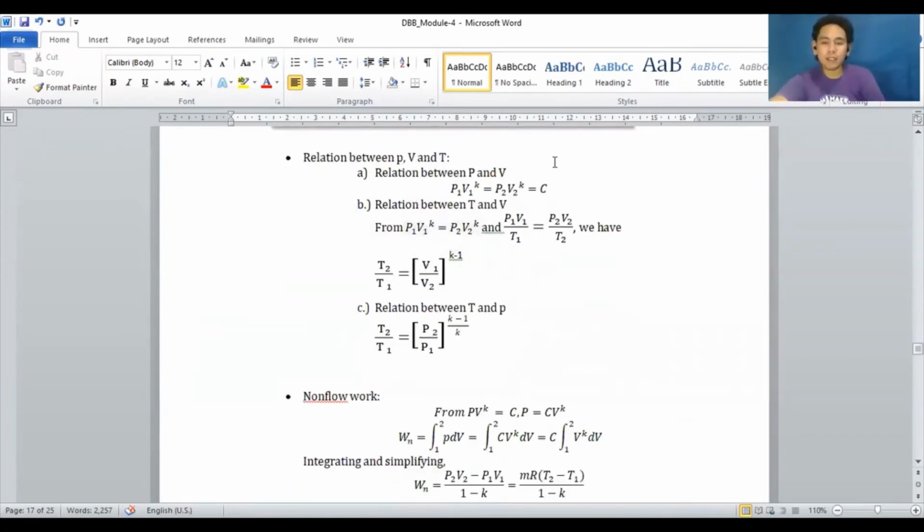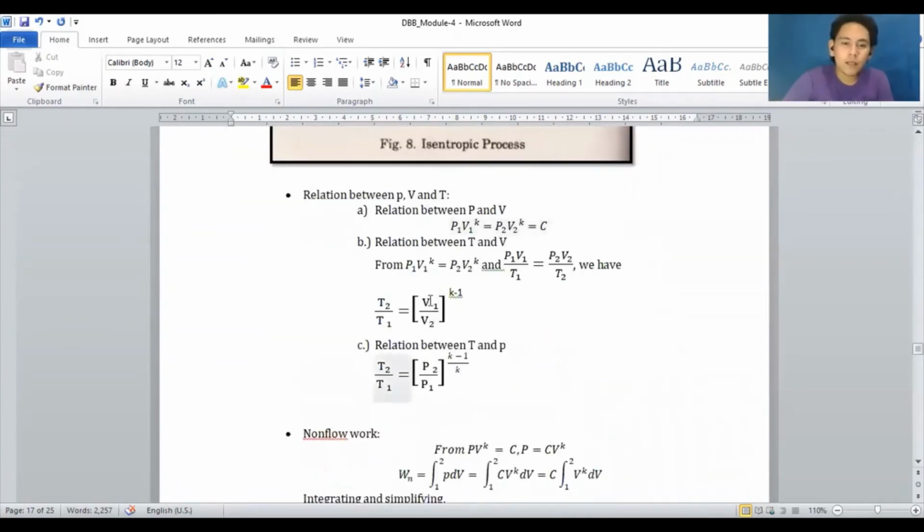So, the relation between P, V, and T: going back to the ideal gas equation, P1 V1 raised to k equals P2 V2 raised to k equals constant. So you have to memorize this PV^k. When we say isentropic, we can read it as the formula PV^k. In relation of T and P, it's TP^k. When the relation is volume, it's TV^k. So for you not to confuse the equations, and for you to memorize the formula, when the relation is temperature and volume, it's TV^k.